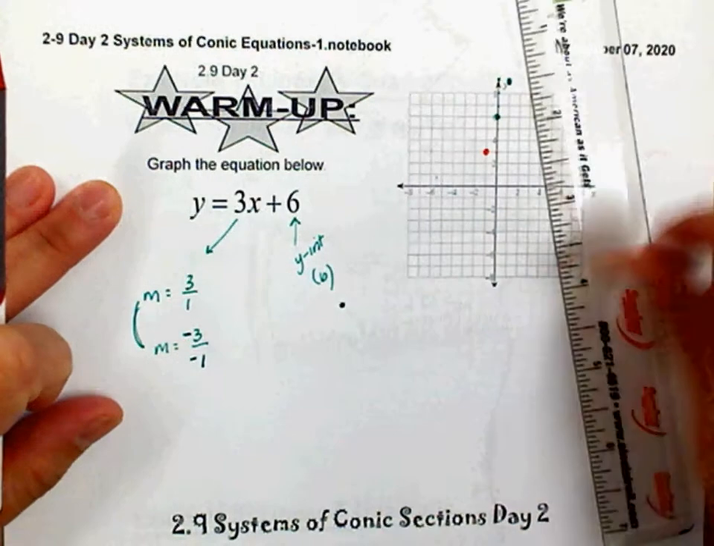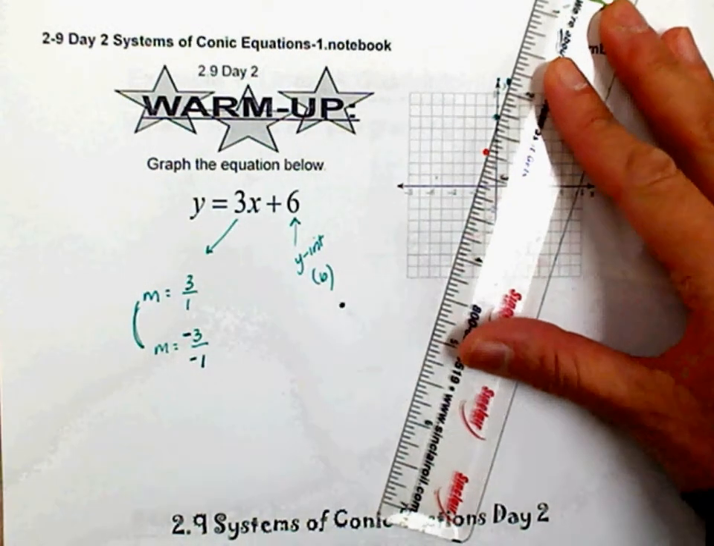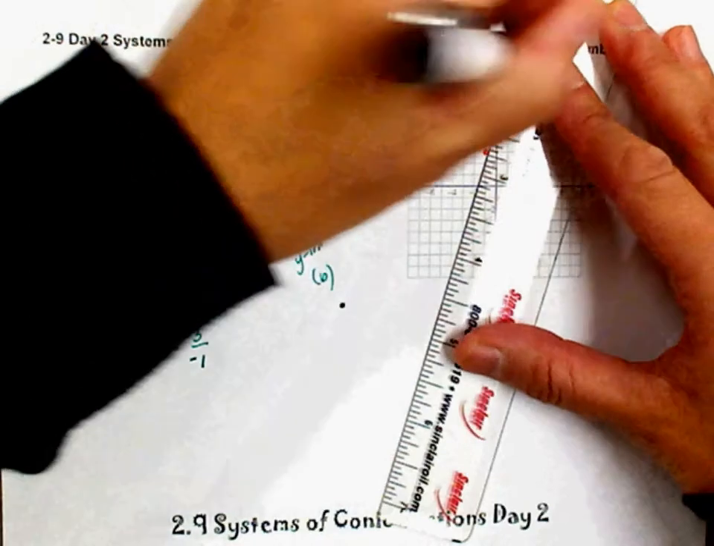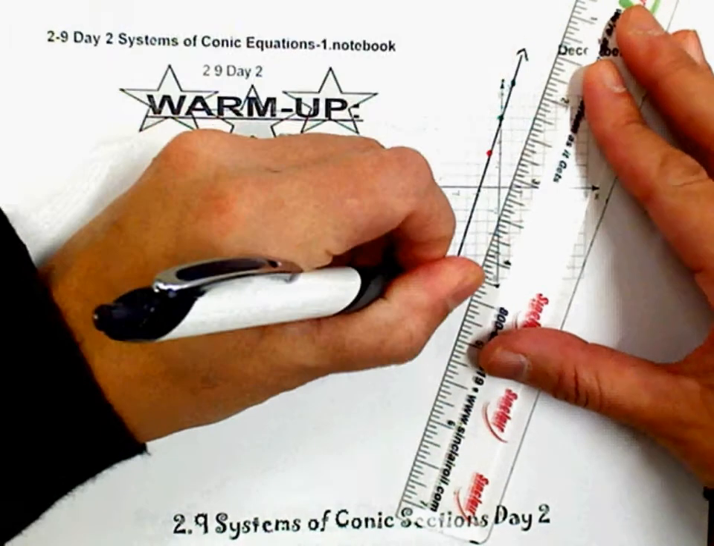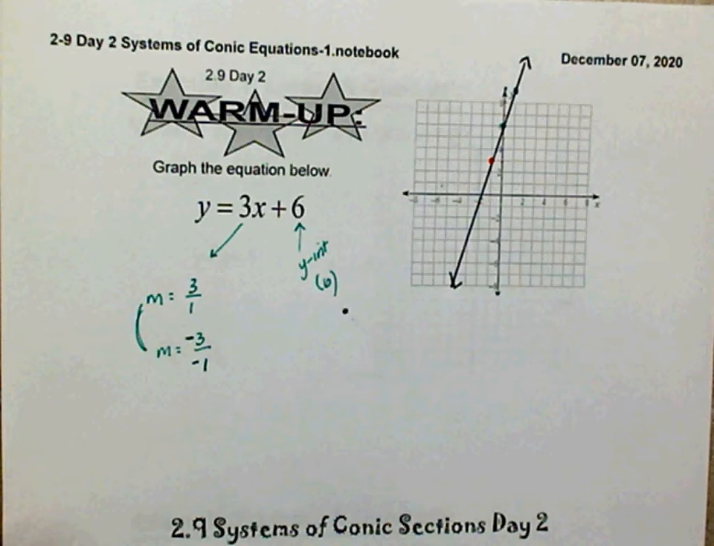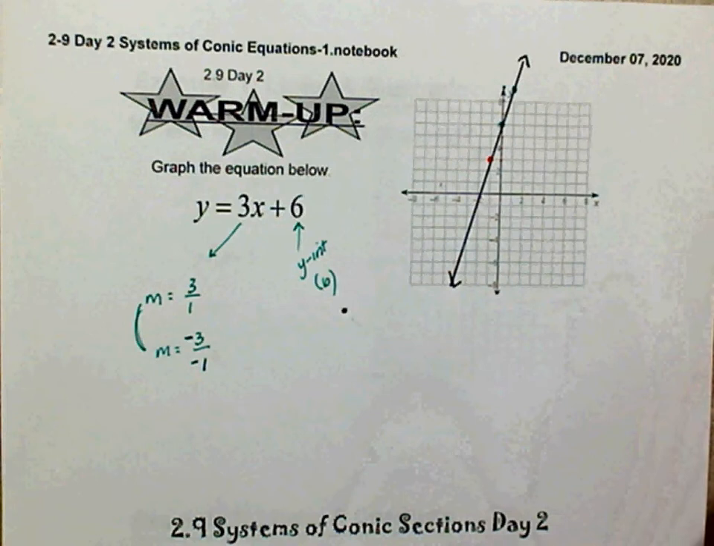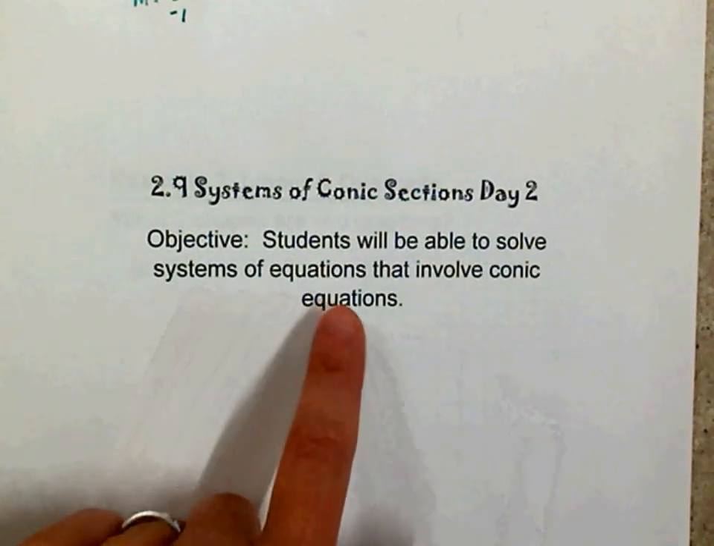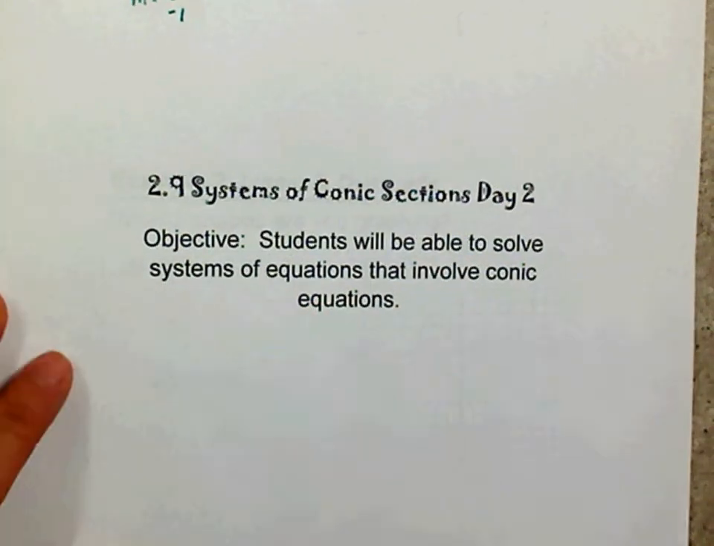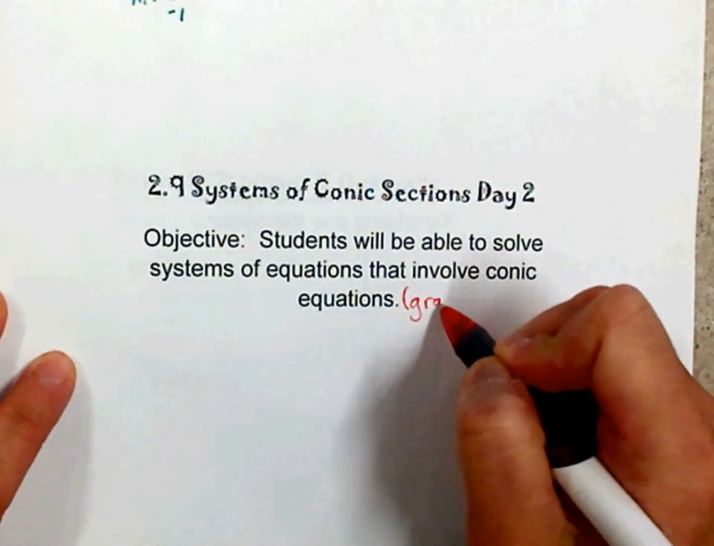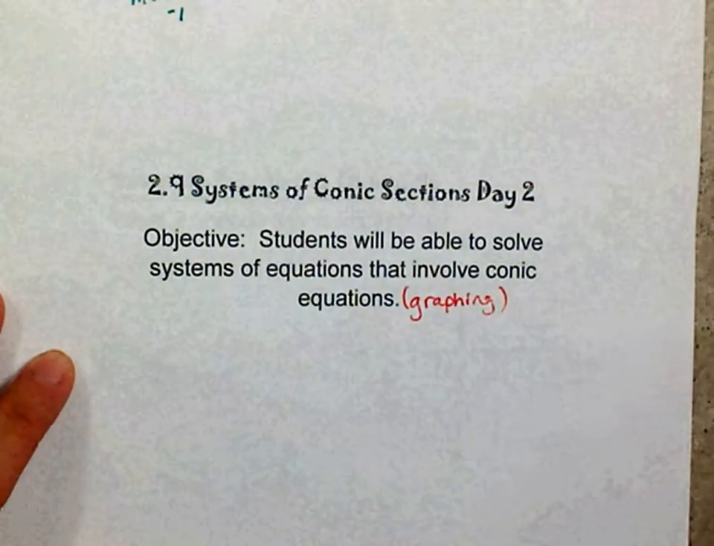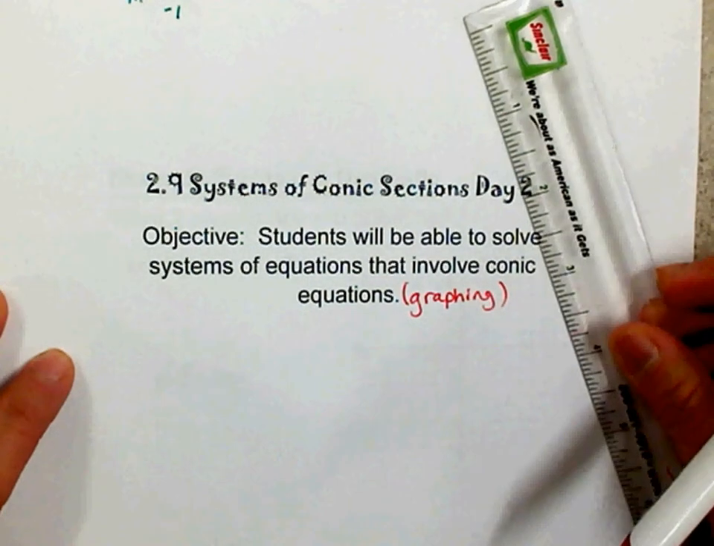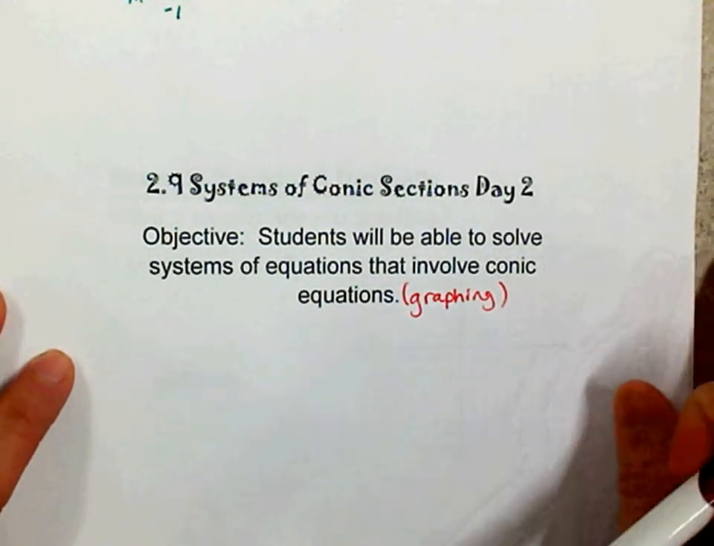And so, let me turn that around. There you have your graph, okay? And there is your warm-up for 2.9, day 2. Now, in 2.9, day 2, today you are going to be able to solve systems of equations that involve conic equations, and we are doing it by graphing. So I do want you to have a straight edge, okay, to draw your lines and try to graph as best as you can.